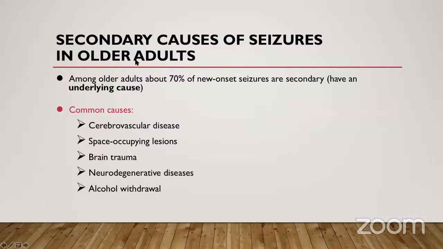Usually seizures in the geriatric population are due to secondary causes, in most cases, like 70% of patients. The common causes are either cerebrovascular disease or space-occupying lesions, like any tumors in the brain, and brain trauma, mainly falls, which lead to subarachnoid hematoma or subdural hematoma, and also neurodegenerative disease due to aging. It could also be due to alcohol withdrawal.